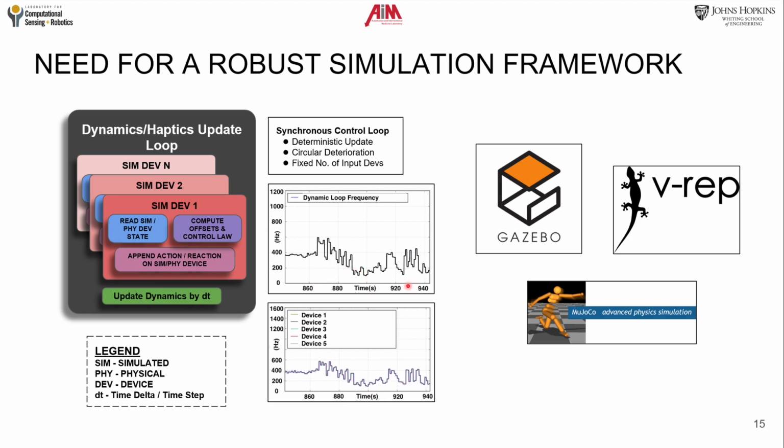Shown in the slide is an example of such a sequential pipeline where 5 input devices with a required update rate of 1 kHz are run with a dynamic simulation also required to run at 1 kHz. Based on the computational complexity, we can see that it is infeasible to maintain the desired update frequency.